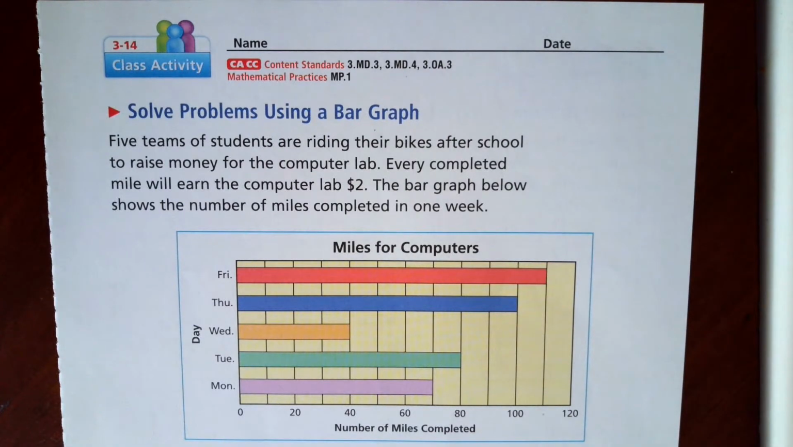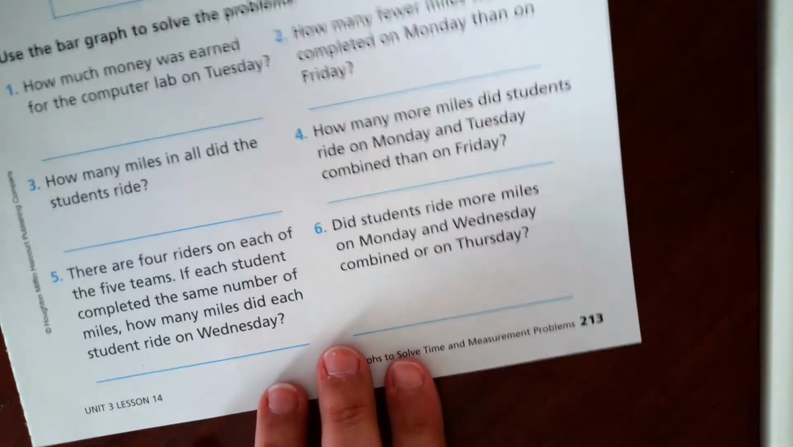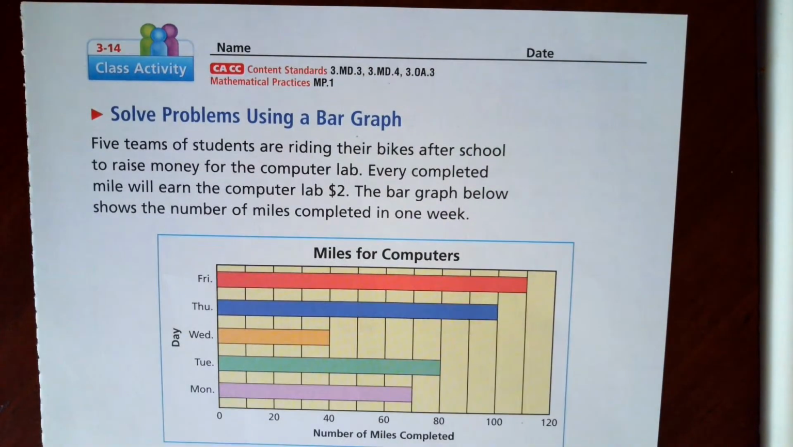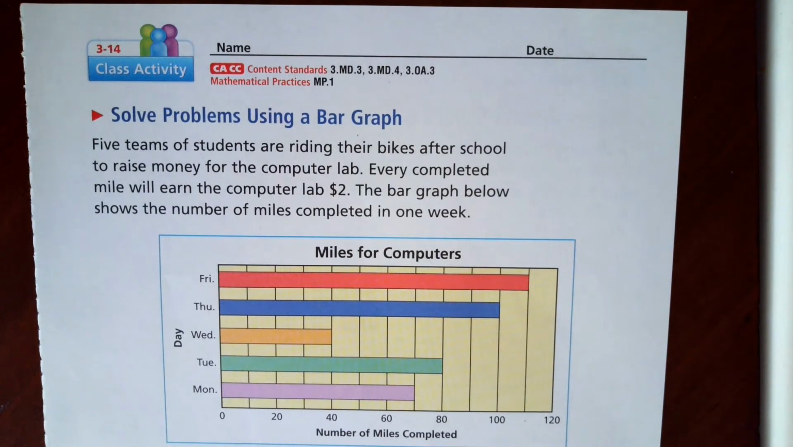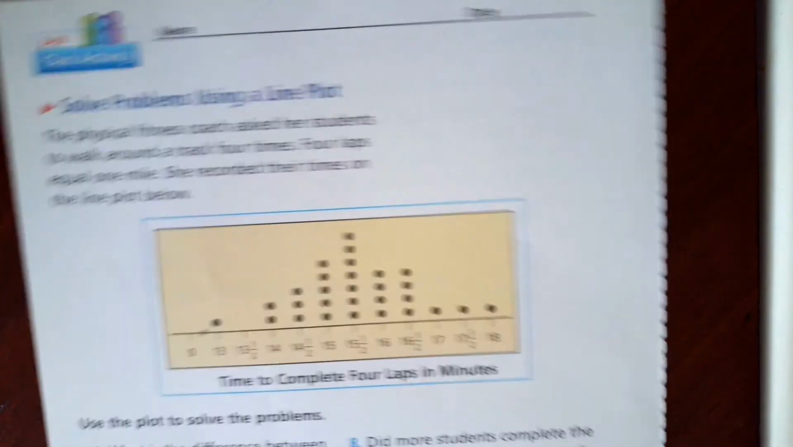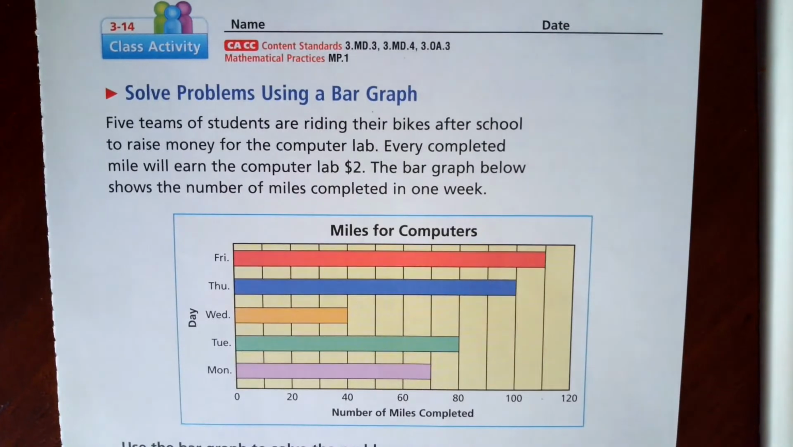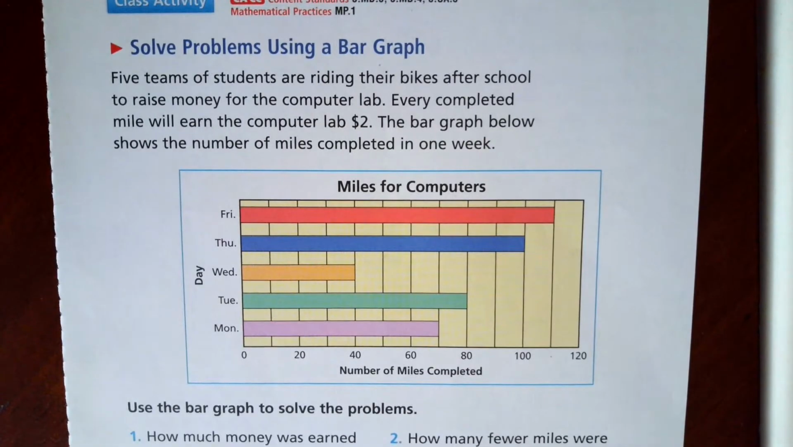This is Unit 3, lesson 14. You need page 213 in front of you. We'll be completing both sides of this paper today. We are first going to solve 6 word problems using a bar graph. And then we're going to solve 6 more word problems using a line plot. Both are great ways to help us visualize the information that we are reading.